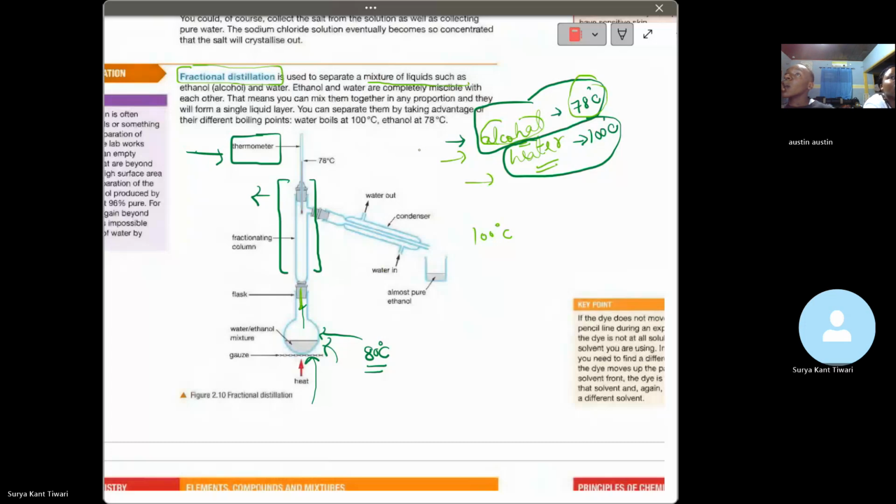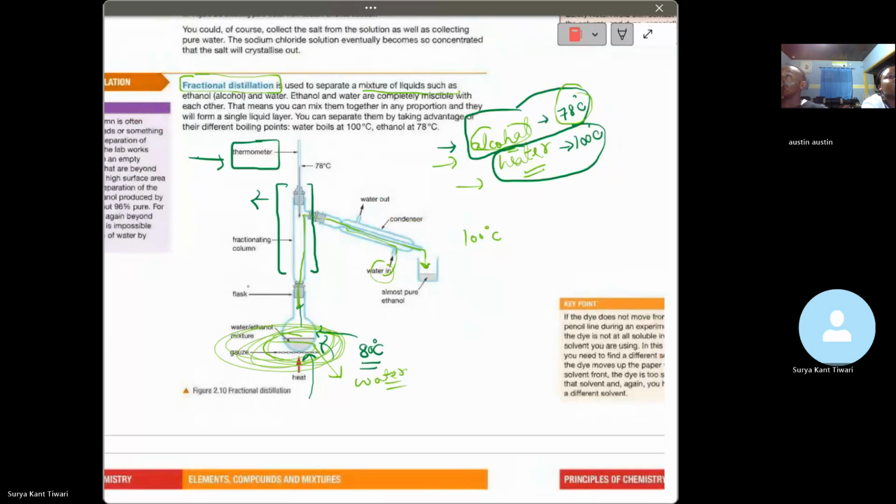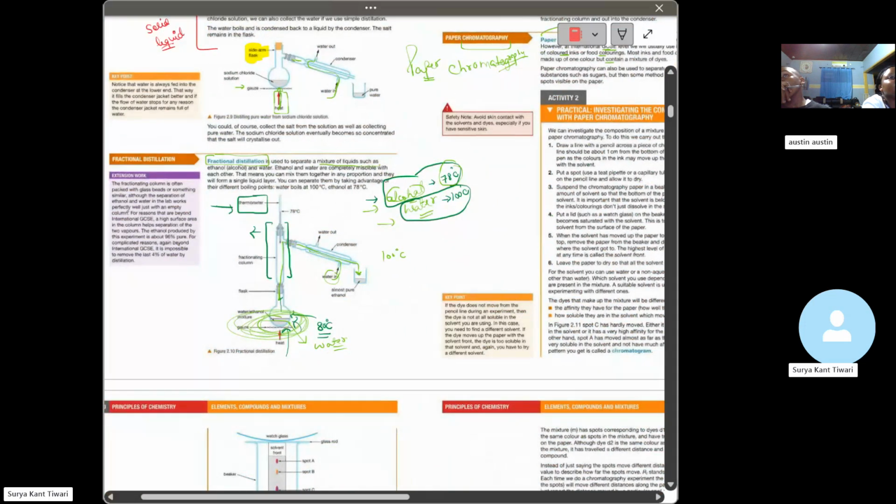So, alcohol will start boiling like this. Then again, I will give cold water from here. And in this tube, the alcohol flows. And here I will get pure alcohol. And in this pot, what remains? Only water will be there. Okay. Yes, sir. Understood? Yes, sir. Good job.